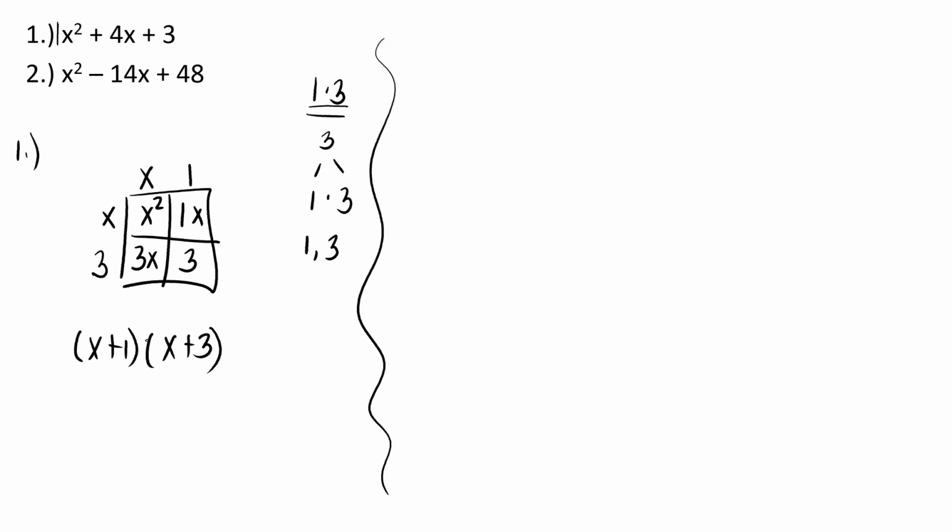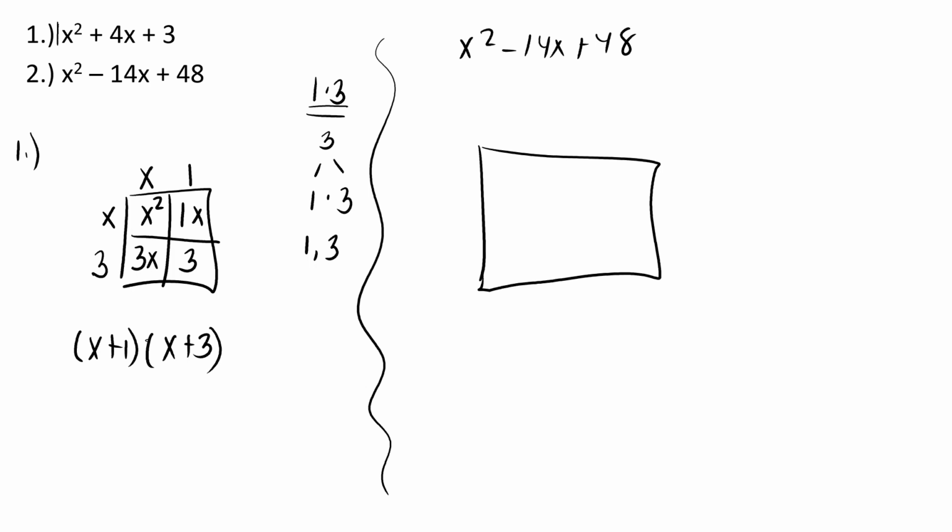Next one. So we've got x squared minus 14x plus 48. Not as thrilled with that one because the numbers are bigger, but all right, we can always get started. That's another great thing about the area model, you can always get started with it. Okay, so x squared in the upper left, 48 in the lower right.